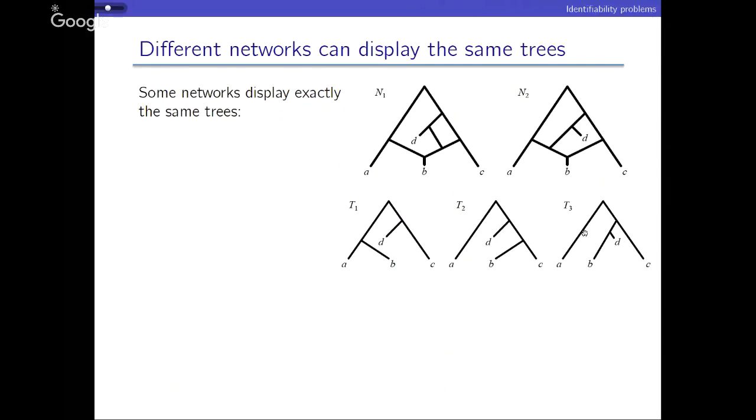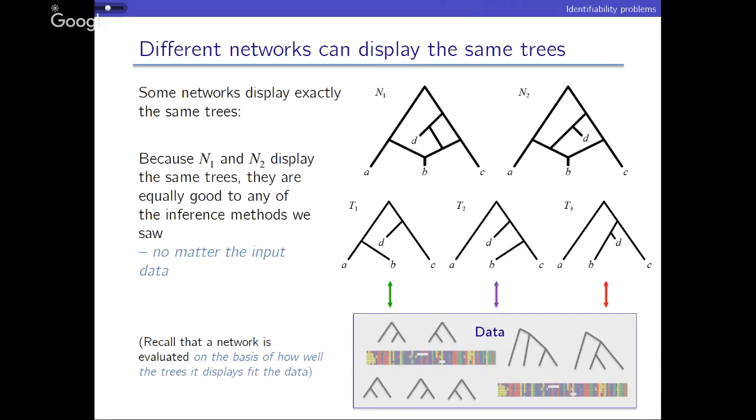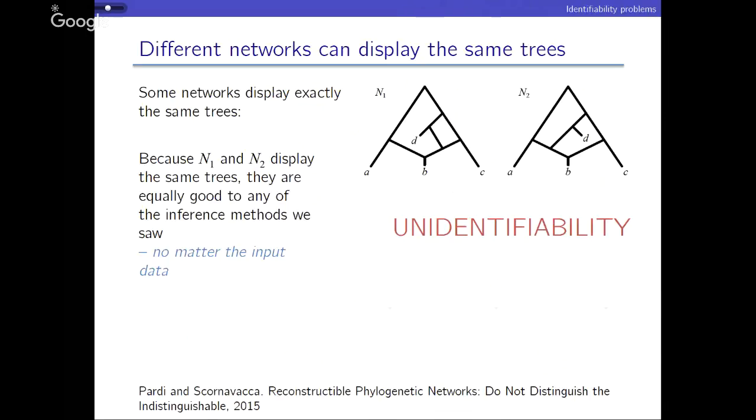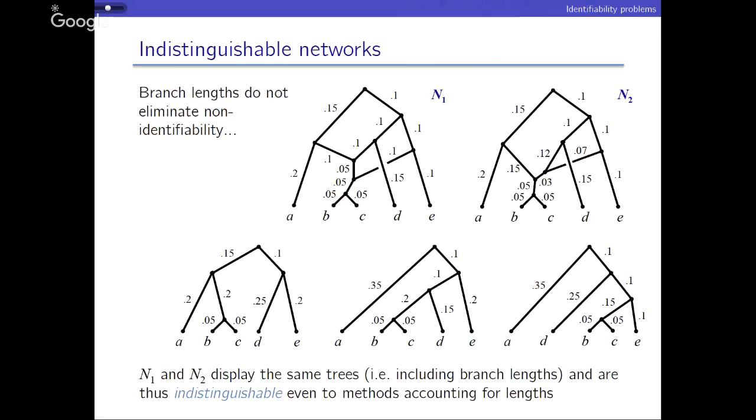And so we can add as much data as we want, we will always have the same score for N1 and N2. So this is what we call the identifiability problem. N1 and N2 are not identifiable, no matter the input data. And this stays also when we add branch lengths and inheritance probability to the model. So it's not a problem about the parsimony scoring function. It is the problem of the fact that we focus on displayed trees.